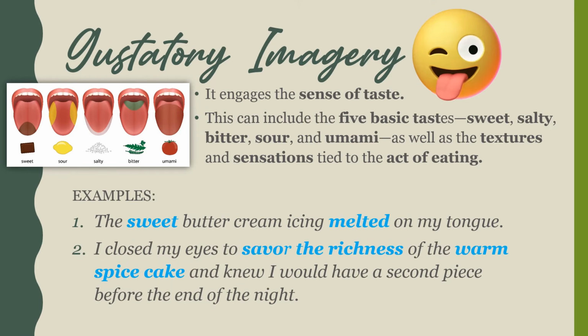I closed my eyes to savor the richness of the warm spice cake and knew I would have a second piece before the end of the night. In this sentence, the taste and sensation of eating the cake were also described by using the words richness and spice, but it also described the temperature with the word warm.